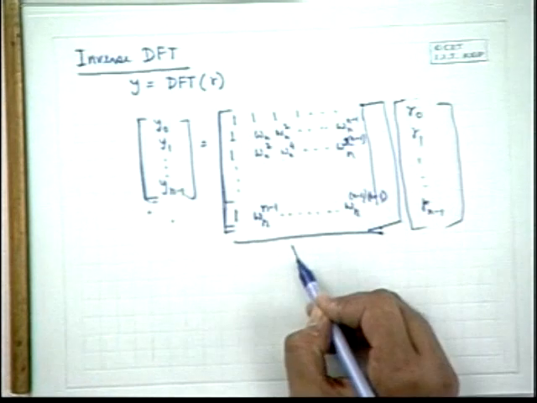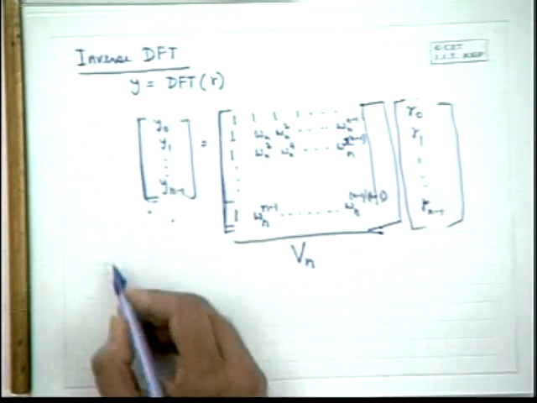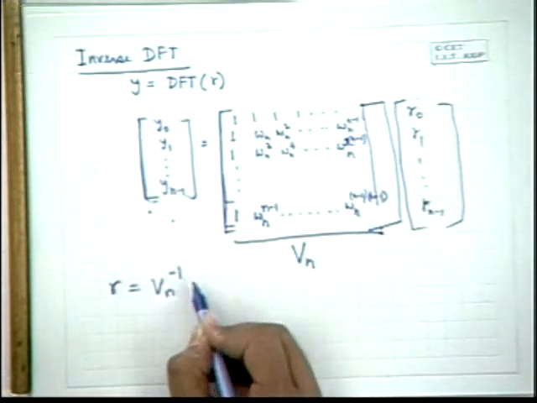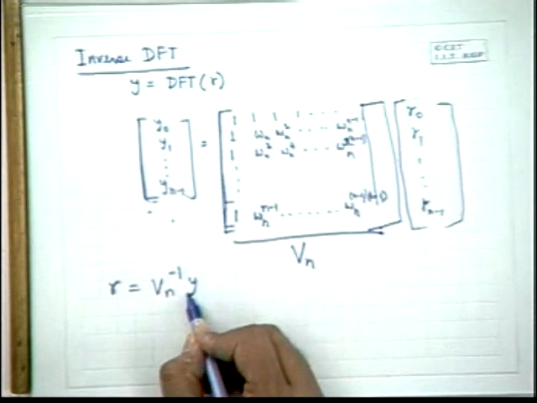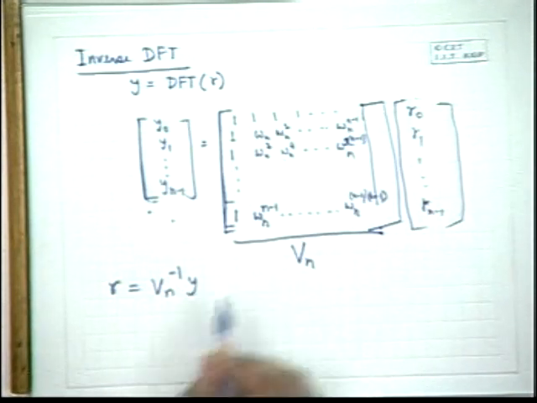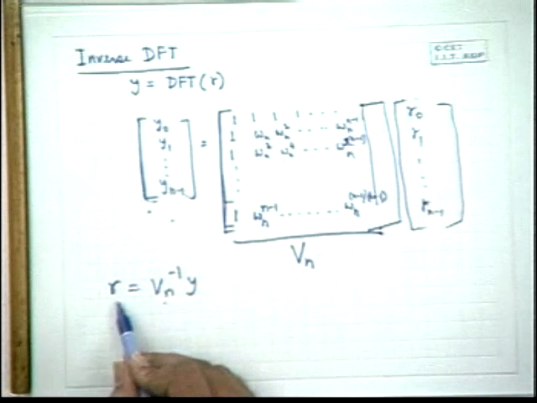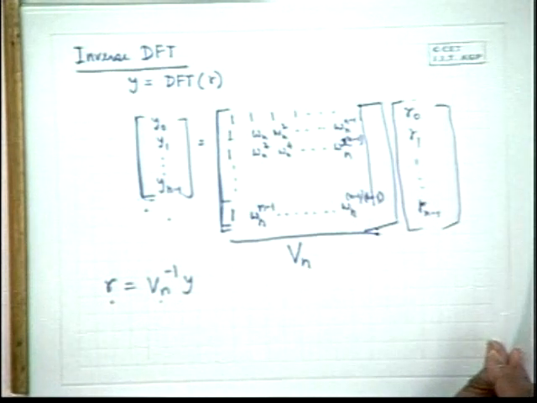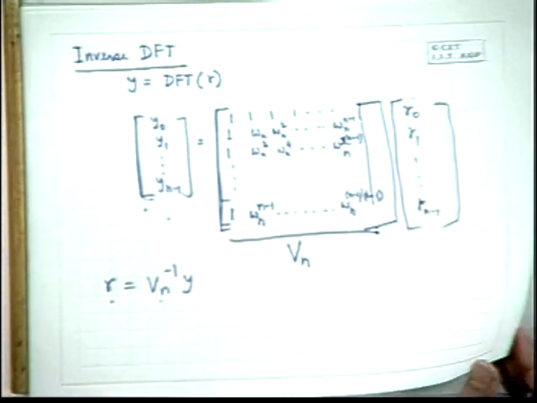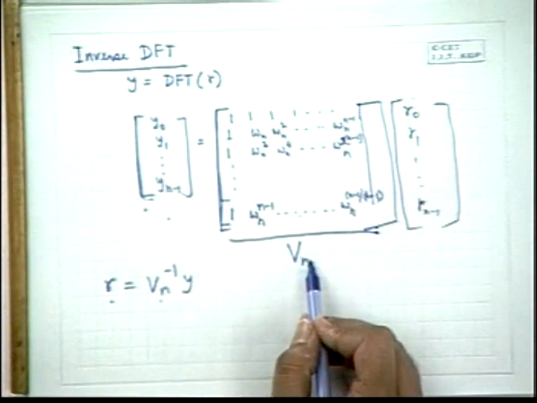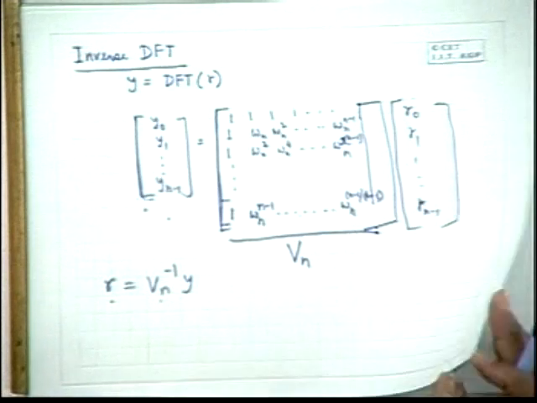Suppose I call this matrix Vn. We are trying to find R equals Vn inverse times y. If you take the inverse of Vn and multiply it with y, you will get the vector R. So let us now look at what this Vn inverse looks like, the inverse matrix of this matrix. This is called the Vandermonde matrix, as we already know. Now, there is a claim about the inverse of this matrix.